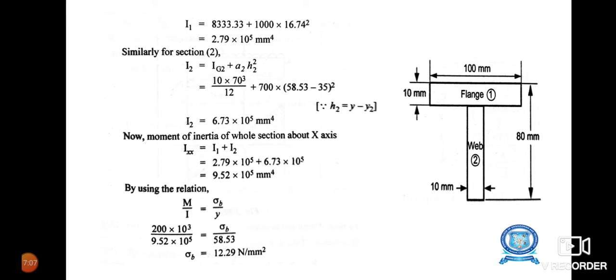So using the relationship M divided by I is equal to sigma b by y, we find sigma b. We apply all the given and calculated values: 200 into 10 power 3 divided by 9.52 into 10 power 5 is equal to sigma b divided by 58.53. Simplifying these values, we got the answer: bending stress sigma b is equal to 12.29 Newton per millimeter square.